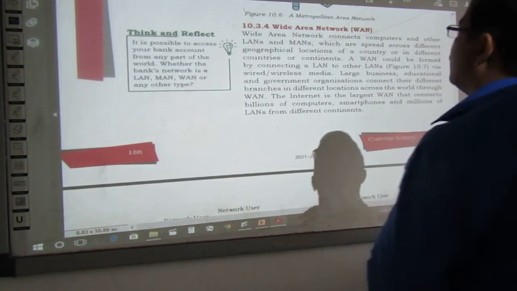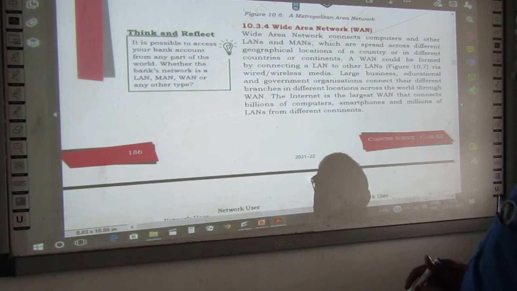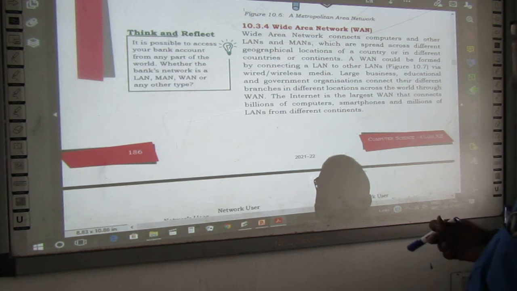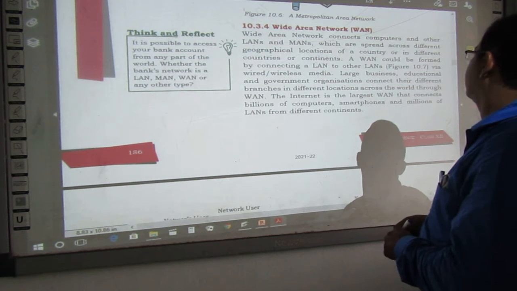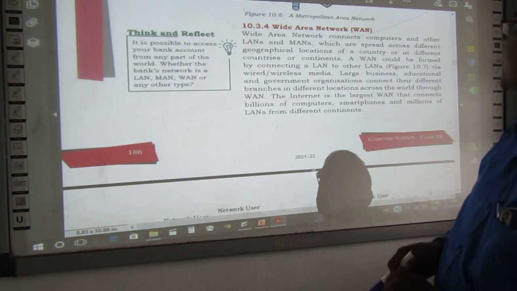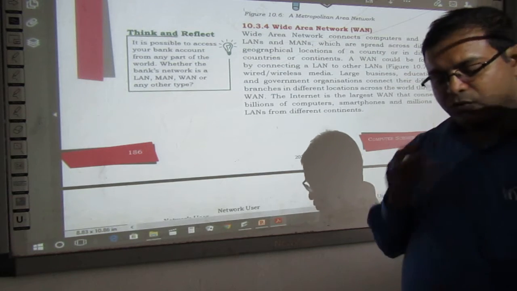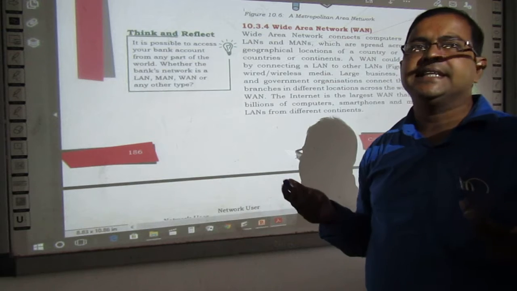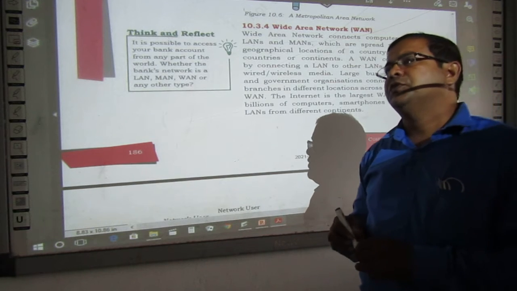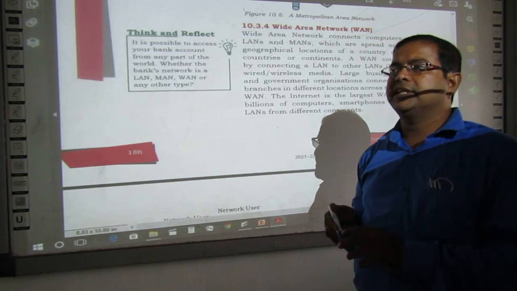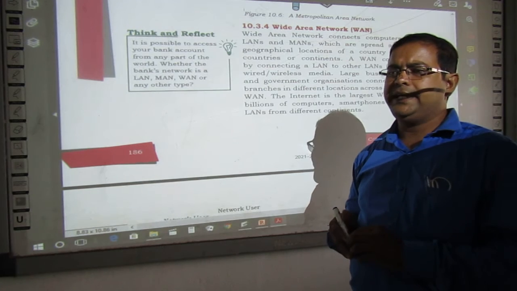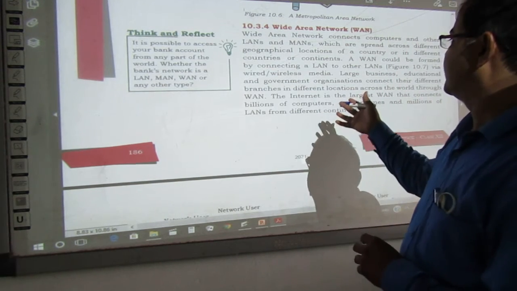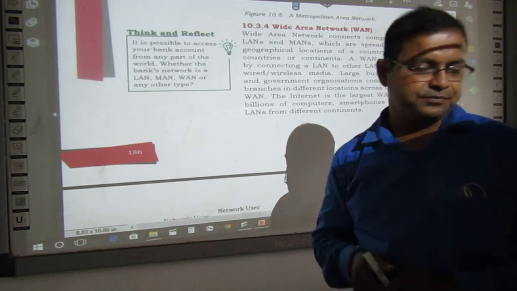Then come to the wide area network, WAN. A wide area network connects computers and other LANs and MANs which are spread across different geographical locations of a country or in different countries or continents. So a WAN mainly consists of different LANs and MANs. Whenever each MAN is connected with each other, the speed is taken into consideration in Mbps.